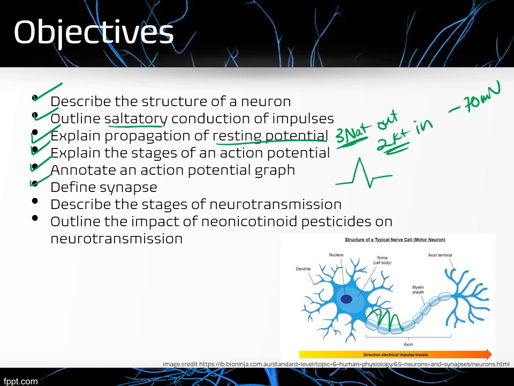We defined a synapse, that gap between 2 nerve cells. We talked about the stages of neurotransmission. We're going to have some calcium channels open. Vesicles are stimulated. They go through exocytosis. Neurotransmitters diffuse across the synapse and bind to receptors on the postsynaptic cell. We talked about those pesky neonicotinoid pesticides and neurotransmission and how they paralyze bugs. You did it.